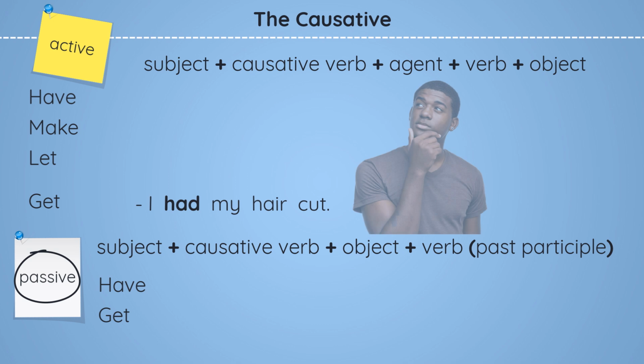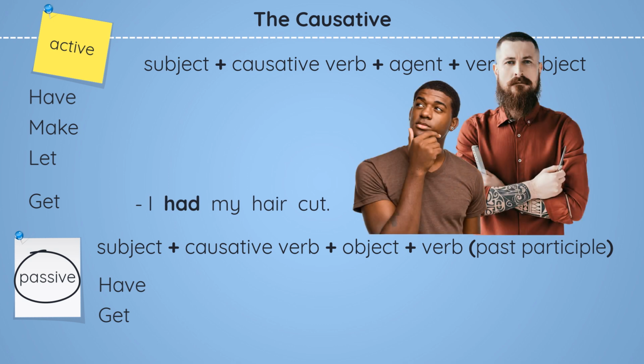So if I had my hair cut, who did it? The barber. Do I need to say it was the barber? No. You understand that, right? So the agent is optional. I'll put it in brackets, in parentheses. Now, keep in mind that you will only use have and get in the passive causative.